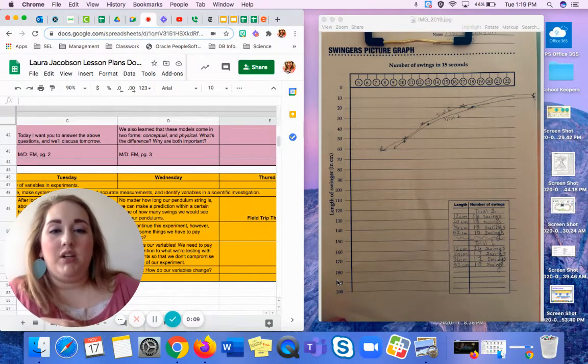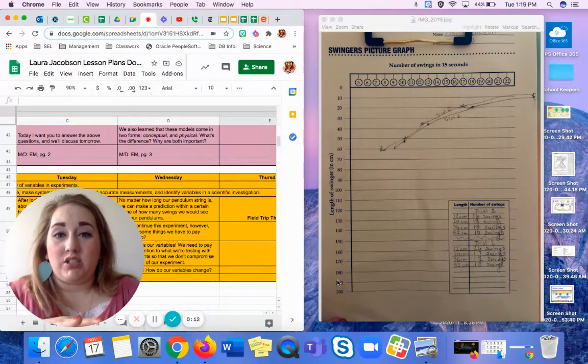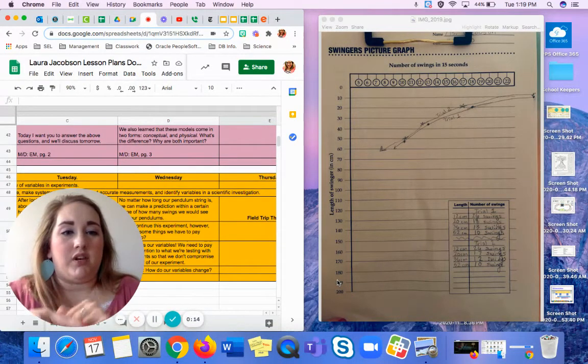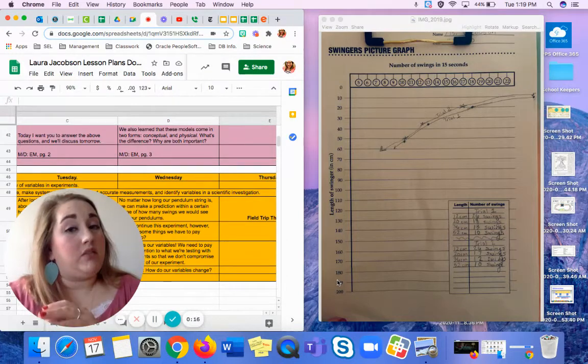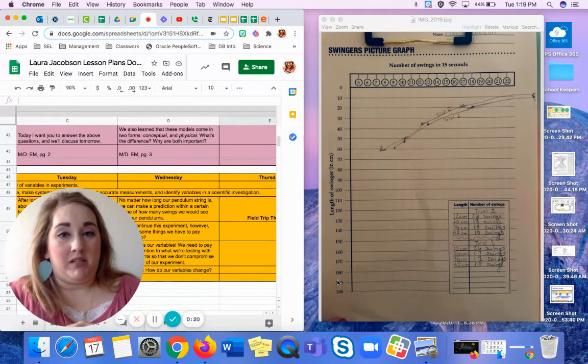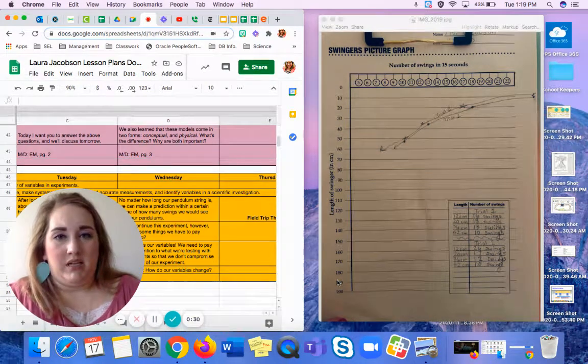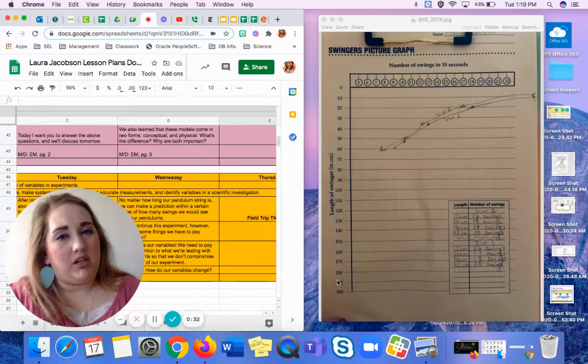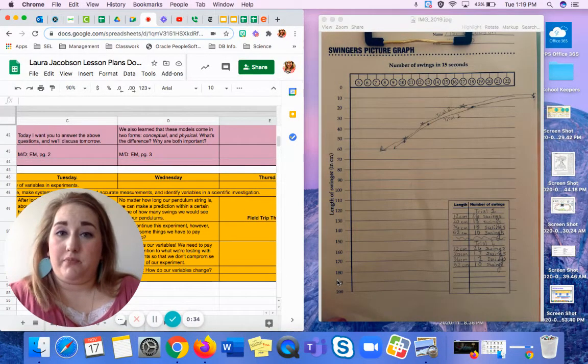So yesterday, I asked you to do something a little different. I asked you to look at the information we received from our pendulum experiment, and I asked you to make some predictions. I asked you to guess what you thought the number of swings would be if our pendulum string lengths were different. Today, let's discuss that together.